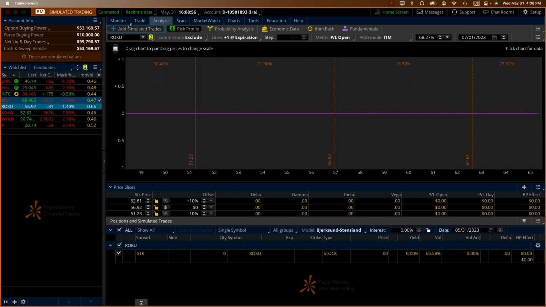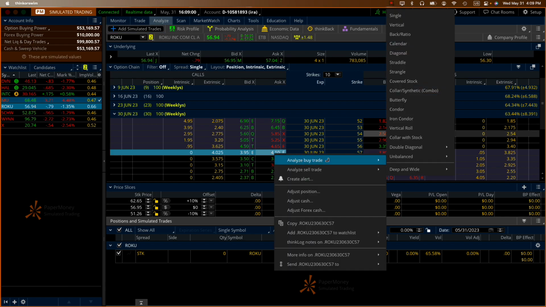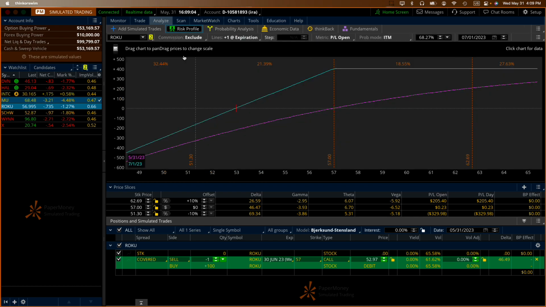So again, let's just click on here, the same option, and I say buy cover stock. Here it is. And here the maximum is $404, but we're investing a whole lot less than 10,000.